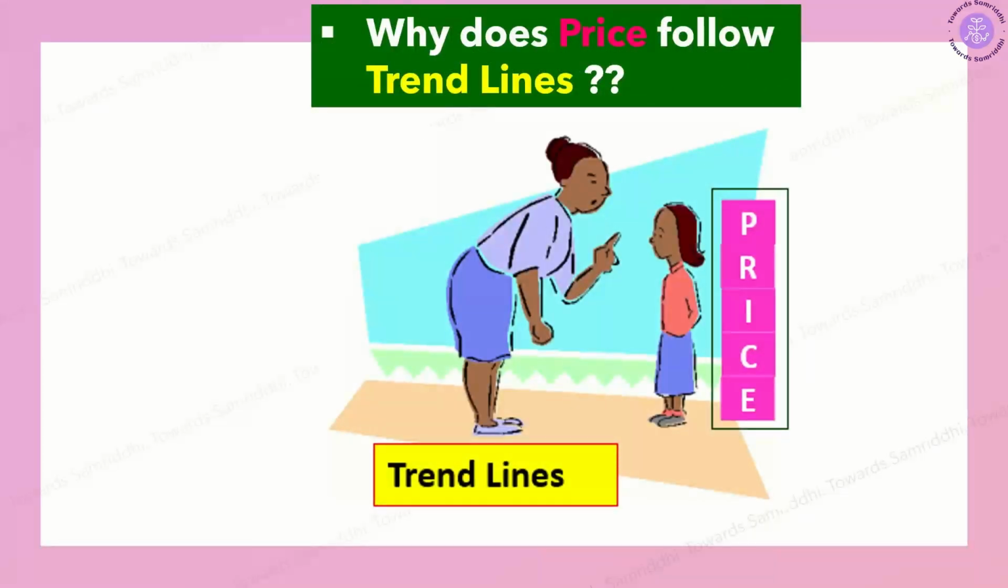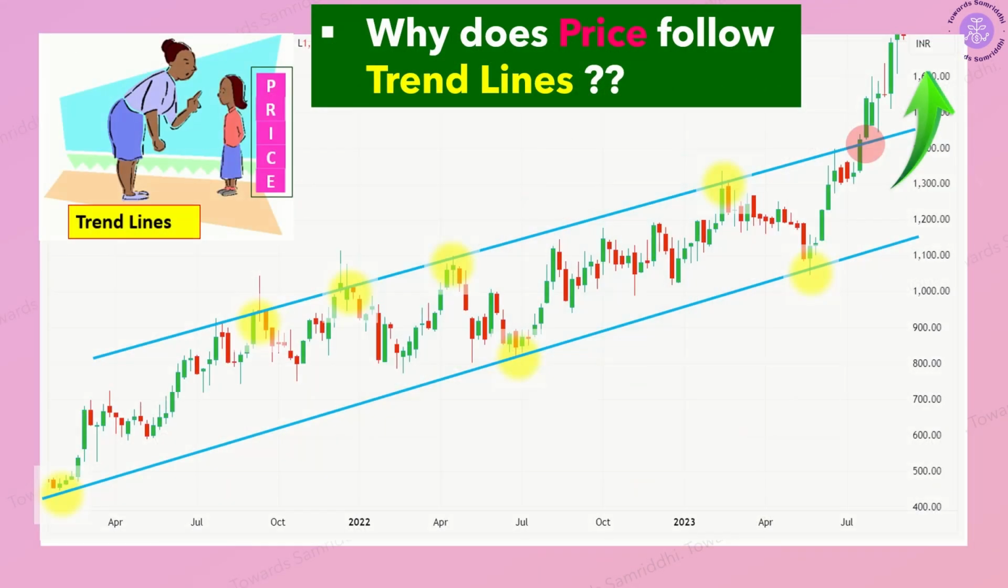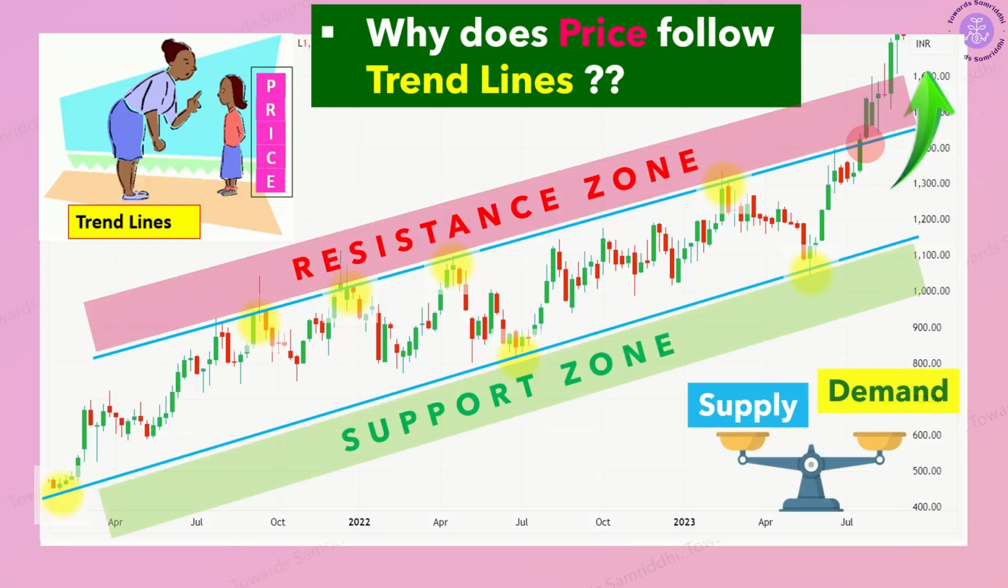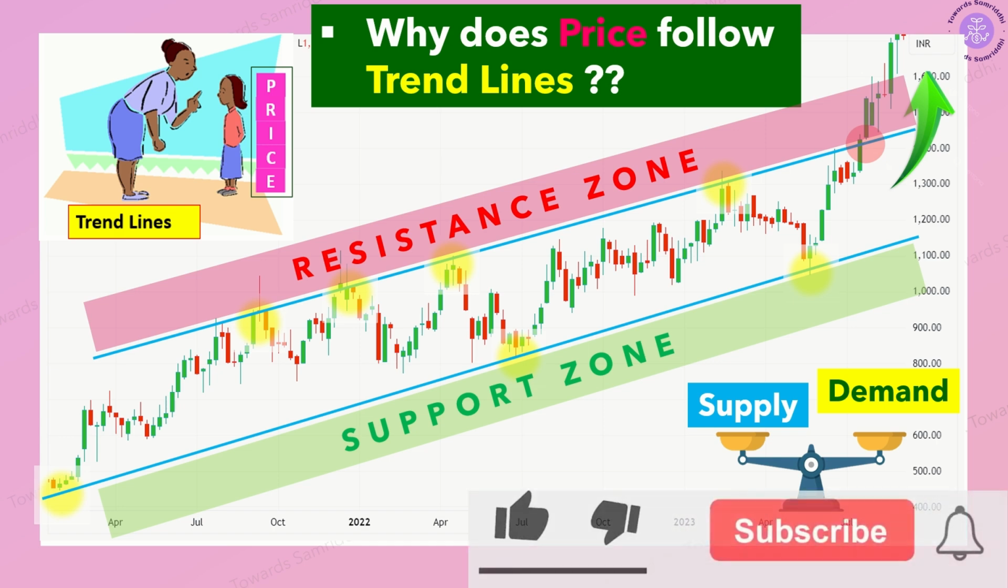Why does price follow trend lines? Price movement within trend lines is not magic. It is the result of supply and demand, along with support and resistance levels. We will explore these concepts in detail in upcoming episodes.